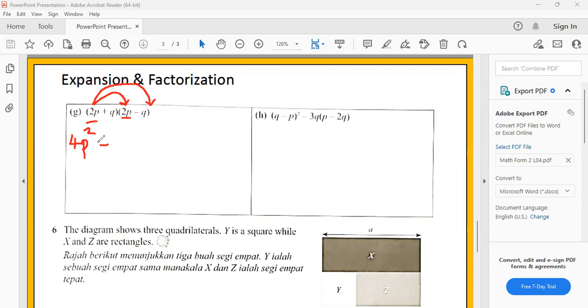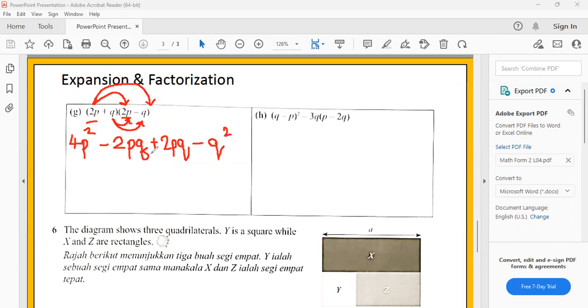2p times 2p, it's 4p squared. What should I write next? Minus, 2p times q, which is 2pq. Good, okay. And then after that? Q with 2p, positive 2pq, correct? And then q next with q, minus q squared. Well done.